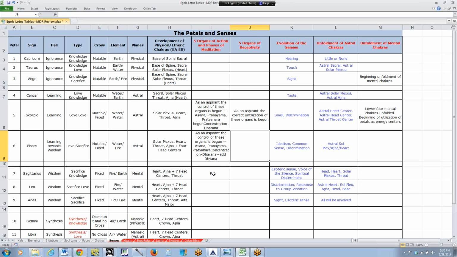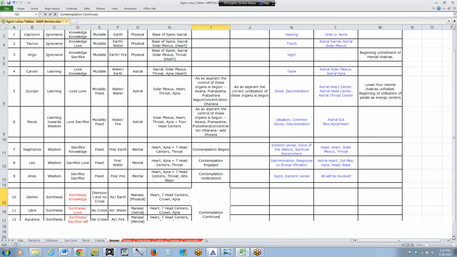Okay, now when does real contemplation occur? They call it here samadhi, and it's a very final state, but let's just say contemplation begins very initially. Contemplation pursued. Contemplation engaged. And contemplation understood. And contemplation continues all through and beyond the synthesis petals, those days of cultivation, and beyond the destruction of the egoic lotus.